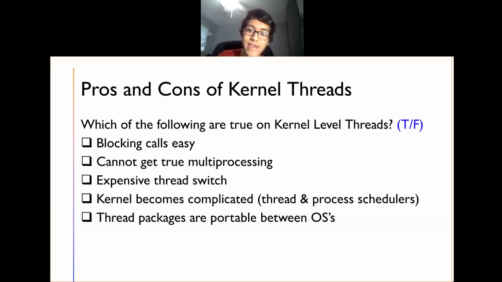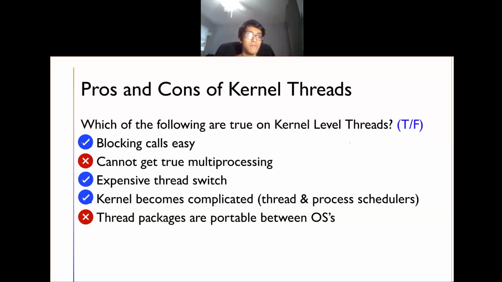Okay, cool. We have quite a unanimous answer for the false being the second and the fifth choice. And that is indeed the correct answer. So let's go through them one by one. Number 1, blocking calls are easy. This is true because the kernel is aware that threads do exist, and whenever one thread is making a blocking call, then the kernel may easily switch between threads.